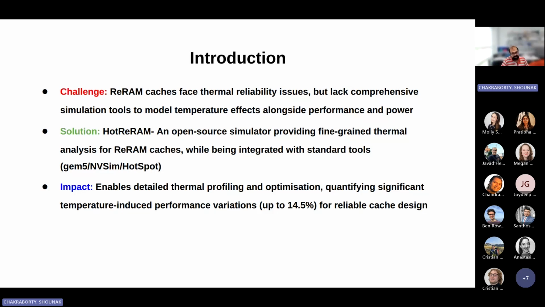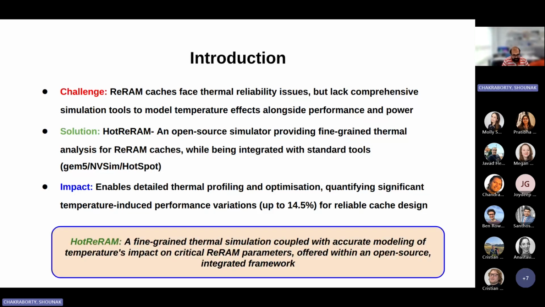As a solution, we developed HotReRAM, and this work took around 3.5 years to develop. It is an open-source simulator that provides fine-grained thermal analysis for ReRAM caches while being integrated with architectural tools like gem5, NVSim, and HotSpot. The impact is that it enables detailed thermal profiling and optimization, quantifying significant temperature-induced performance variations of up to 14.5% for reliable cache design. It is a fine-grained thermal simulation model, coupled with accurate modeling of temperature's impact on critical ReRAM parameters, offered with an open-source integrated framework.